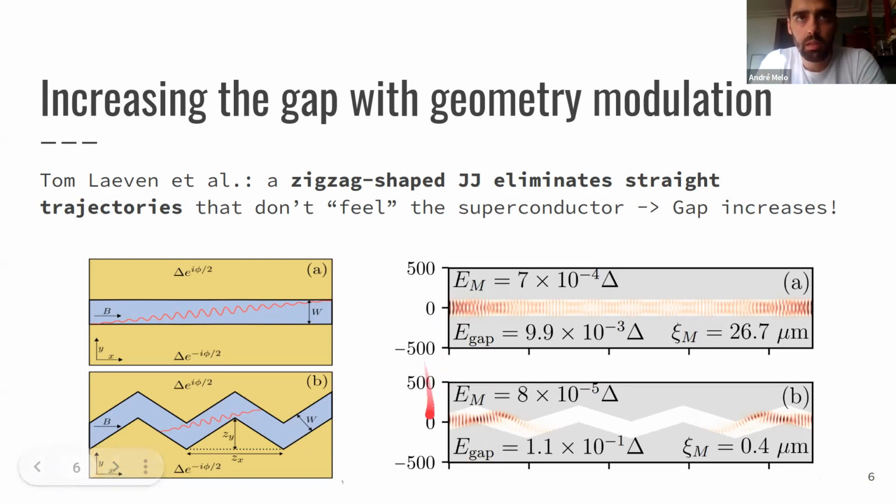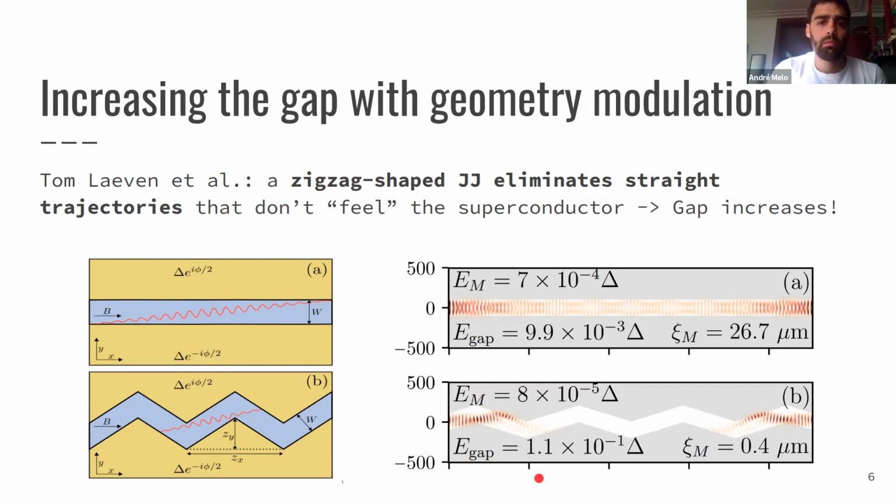That's reflected in the Majorana wave functions that I'm showing you on the right. So these are identical systems, identical Hamiltonian parameters, except that the one on the bottom has a zigzag shape. And you see that the Majorana wave functions in the zigzag junction are much less hybridized, and the gap is much higher.